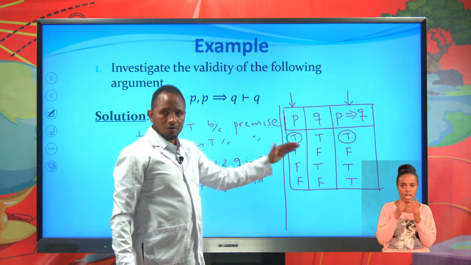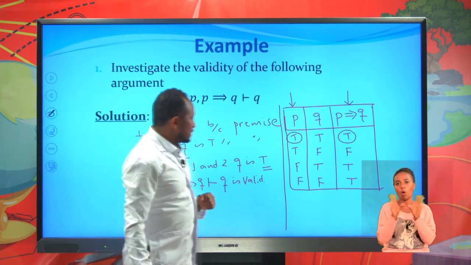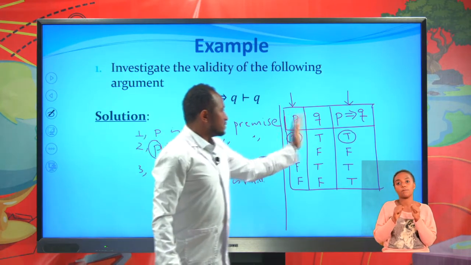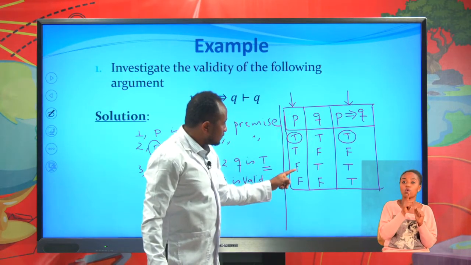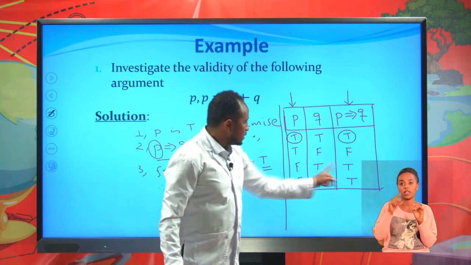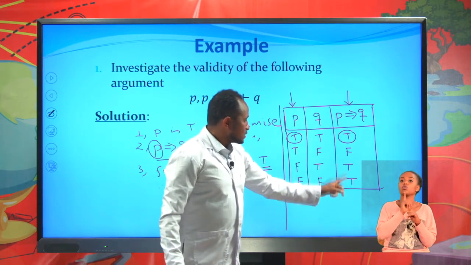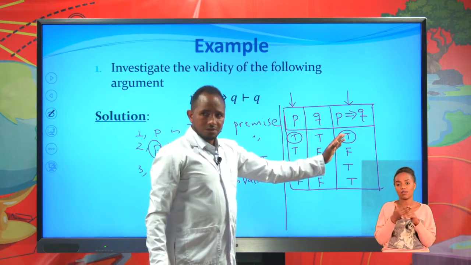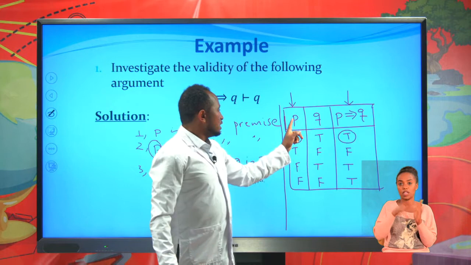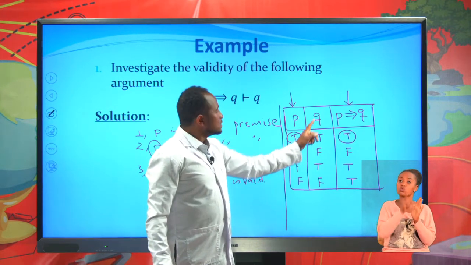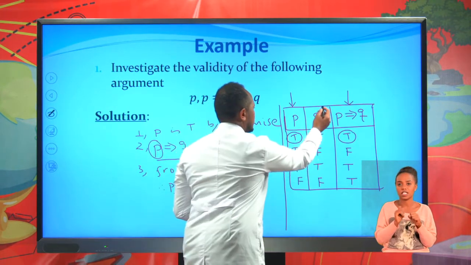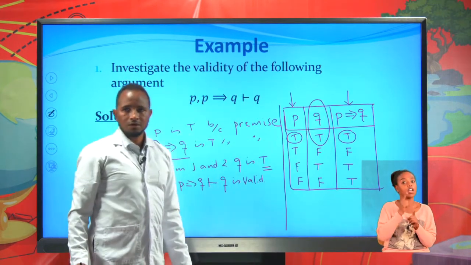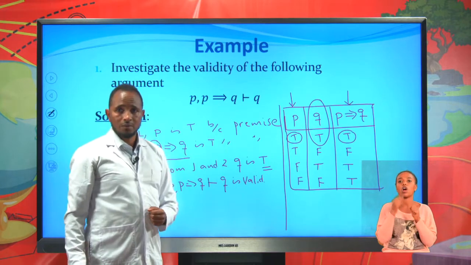Okay, let's check all possible combinations. Is there any other possible combination where the premises are true? I think we don't have any other. P implies Q is true here, but P is false. Therefore, for the premises P true and P implies Q true, the conclusion Q is true. Therefore, it is valid. So you can use a truth table, by the way.